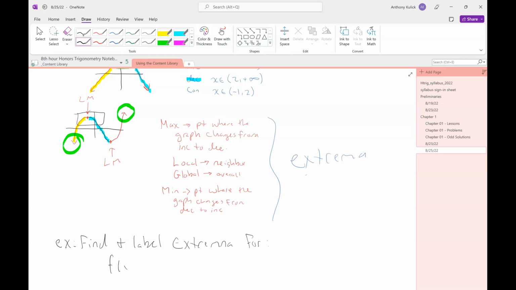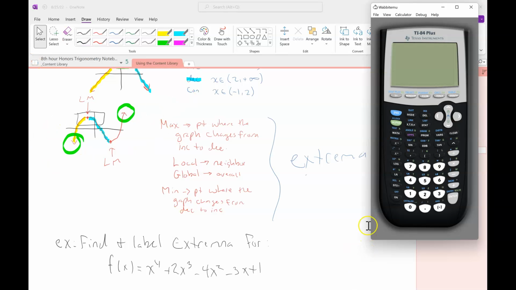Well, let's do it then for f of x equals x to the fourth plus 2x cubed minus 4x squared minus 3x plus 1. How are we going to go about doing that? I'm going to use my calculator and the maximum minimum commands on my calculator. Yeah, you're right. That is what to do, is to graph it on our calculator.